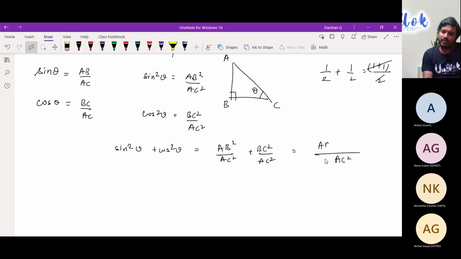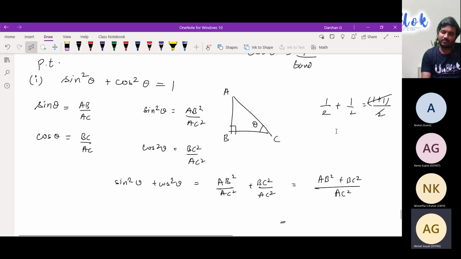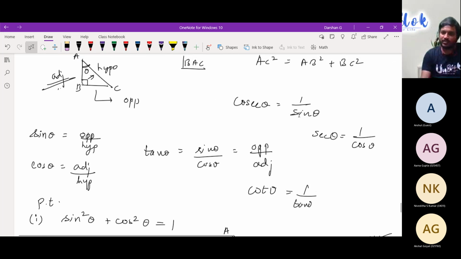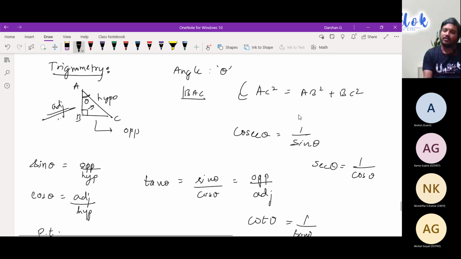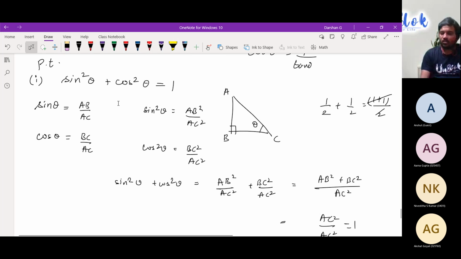So it will be AB square plus BC square. What is AB square plus BC square, Akshat? You'll get AC square. Correct. AB square plus BC square is AC square by Pythagoras theorem. That is why I wrote Pythagoras theorem here. So it will be AC square divided by AC square. The answer is 1. So we proved one of the identities: sine square plus cos square is equal to 1.